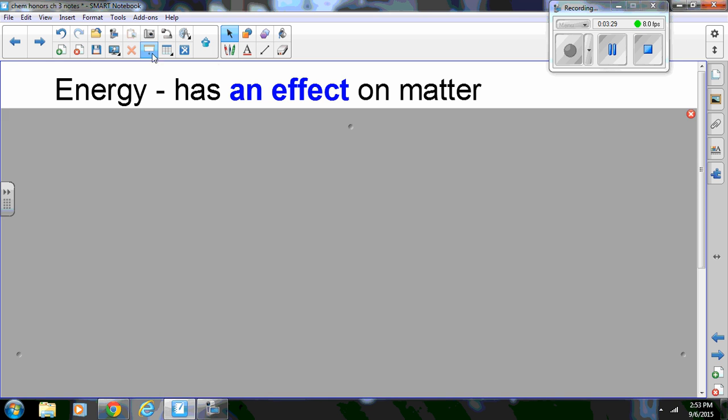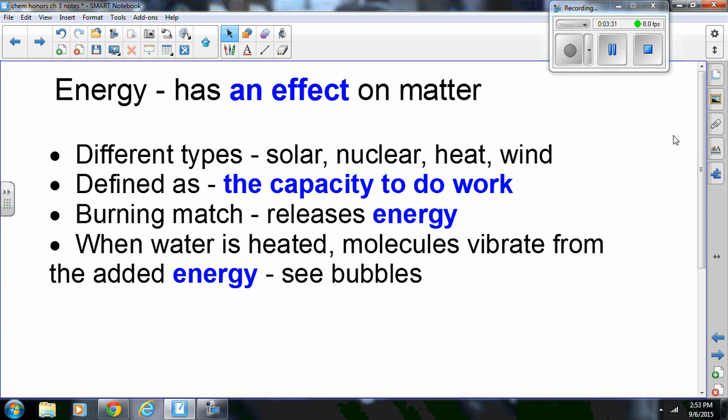All right, and we end the chapter just with a brief statement about energy. Energy is so important that we will actually have this as a separate unit to look into more detail. But just as a little preface here, energy does have an effect on matter. There are different types that you should be familiar with: solar, nuclear, heat, and wind. And we define it as the capacity to do work. And right now you're probably just comfortable with heat energy.